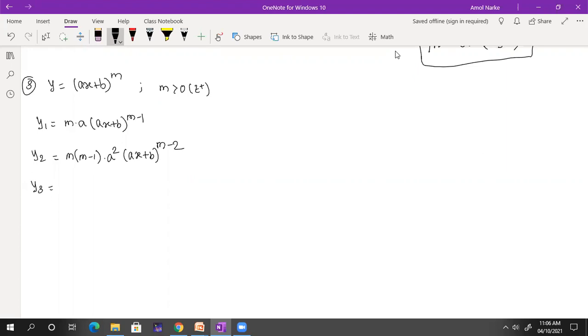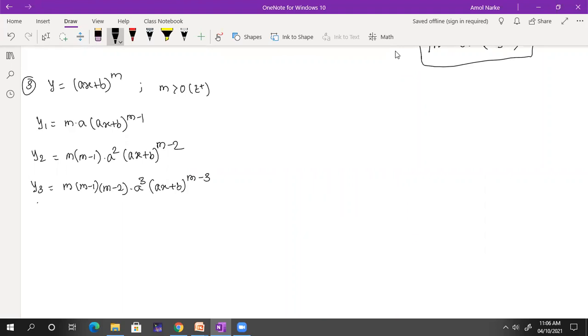m into m minus 1, the whole square. No, why the whole square? I'm not getting why you are getting m minus 1 again. Sorry, that will be into m minus 2. Correct. And into a cube, (ax plus b) raised to the power of m minus 3. Okay, so this is what you are getting.